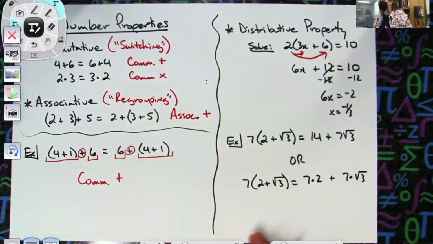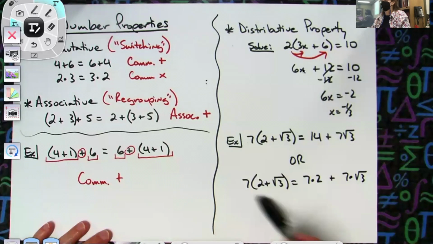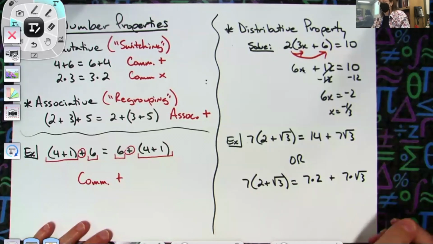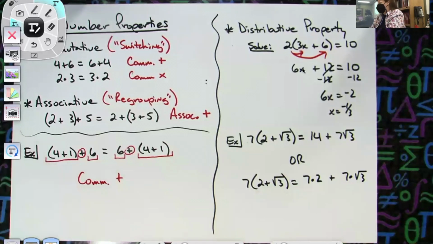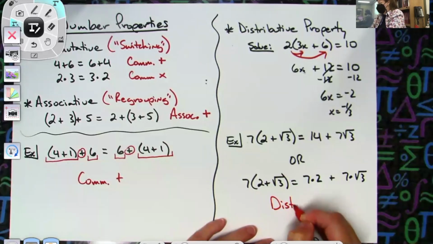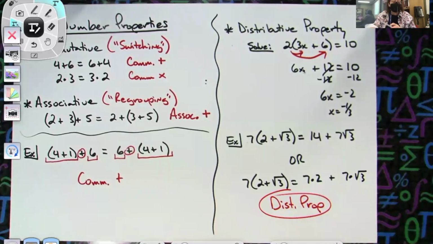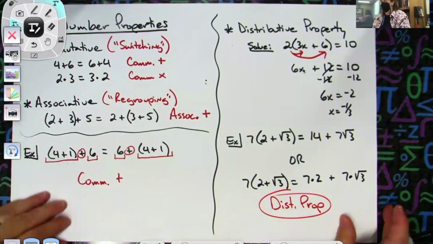I'm still taking what's on the outside of the parentheses and multiplying it by everything on the inside of the parentheses. So I'm still distributing. This is kind of what you're going to see in this section where you've got a name, distributive properties. You would just literally write distributive property as an answer. You can abbreviate it, distributive property, because both of those are distributive property. Okay, so good so far?